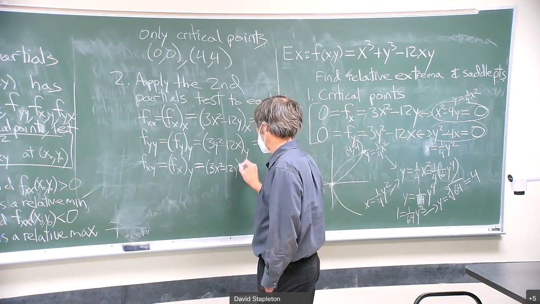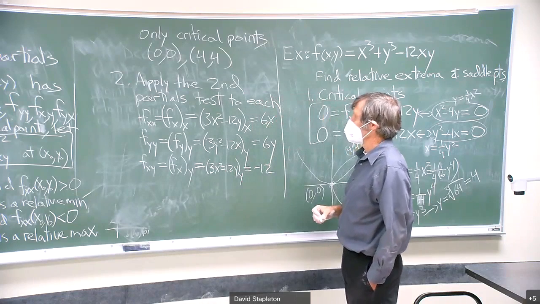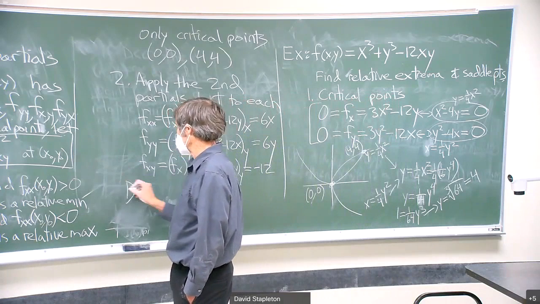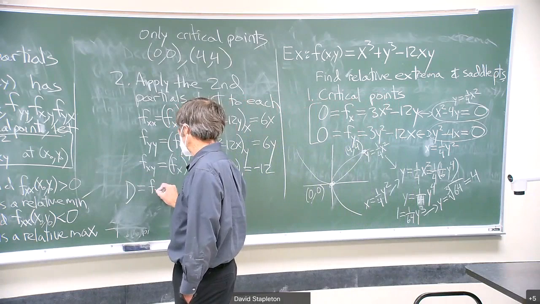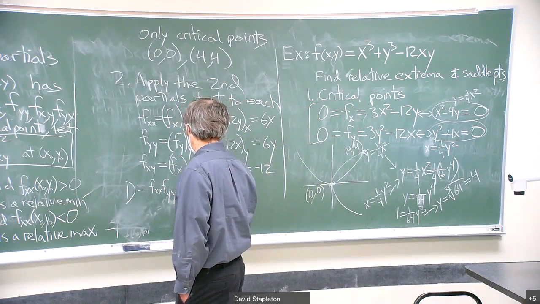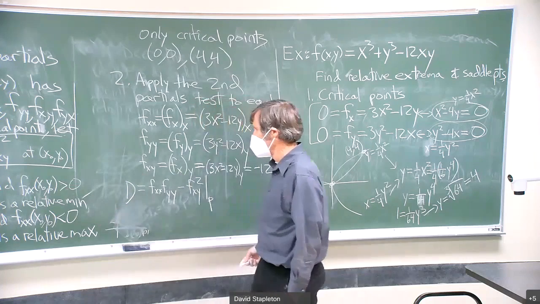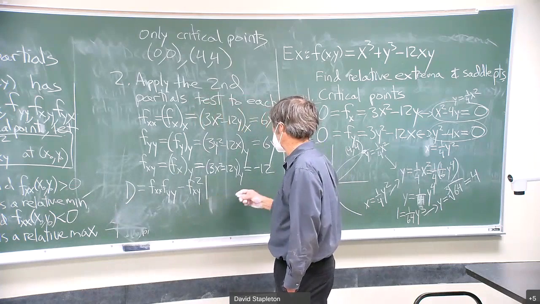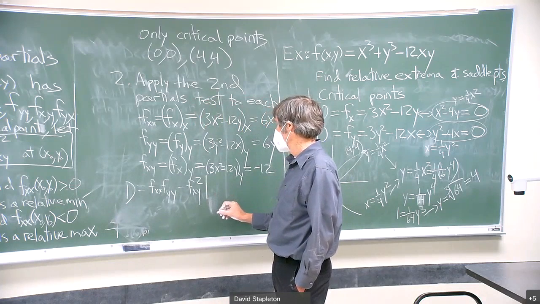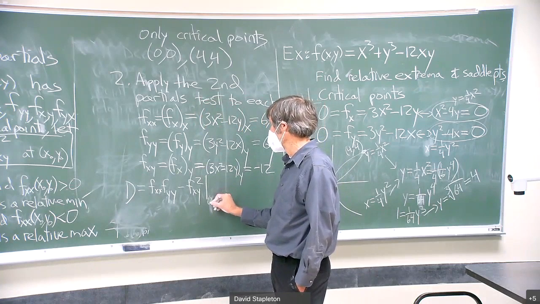We're going to take the partial of that with respect to y, which comes out to be minus 12. There we go. Now, to apply the second partial test, we need to compute D. D is again fxx times fyy minus fxy squared at the point. I didn't write it over there, but I said it: at the point x0, y0, let's say.